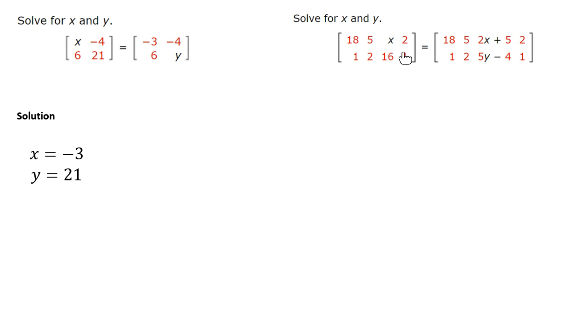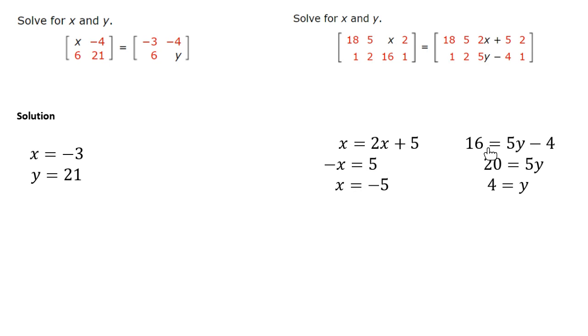Okay. So let's look at this side. I have 18 is 18, 5 is 5, and then I have x and 2x plus 5. So I can write x is equal to 2x plus 5, and then 16 is equal to 5y minus 4. I'm trying to solve for x, so I'm going to subtract 2x, which gives me -x is equal to 5, and divide by -1, so x equals -5. For y, I'm going to add 4, so that gives me 20. Divide by 5, that gives me 4.